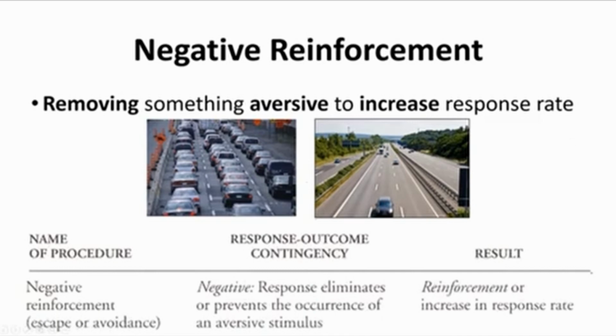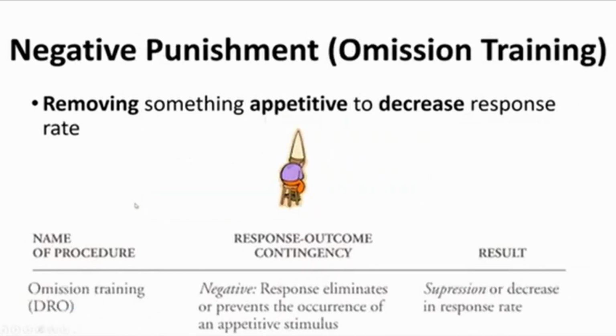And then for our last one, this is negative punishment, which the textbook also calls omission training, and it also calls differential reinforcement of other behaviors, but we'll come back to that specific term in just a minute. For now, we'll stick to negative punishment or omission training. And this is the removal of something appetitive or good to decrease the response rate. The classic example of this is a child getting put on timeout.